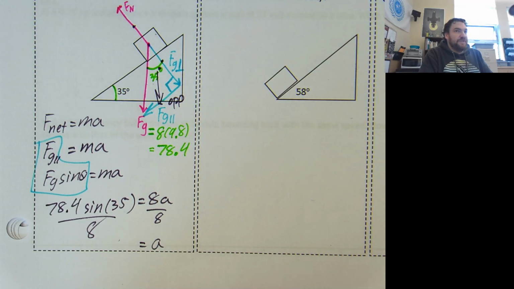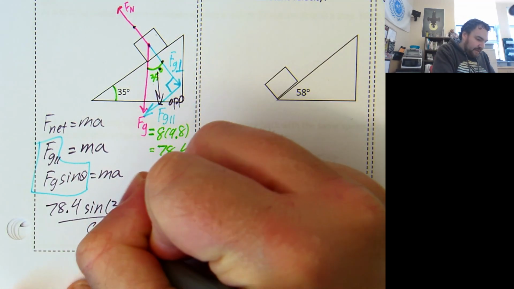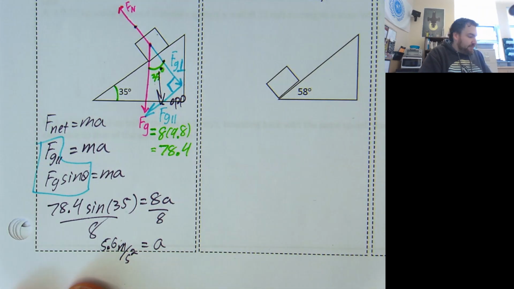For those of you it's been a while since you've done trig, grab your calculators and punch this in. If you're in math right now, make sure your calculator is in degrees, not radians. That's something Kai, hopefully watching this video, needs to be aware of. 44.96, or 97. Did you divide by 8? Oh, no. Sorry? 5.6 meters per second squared.